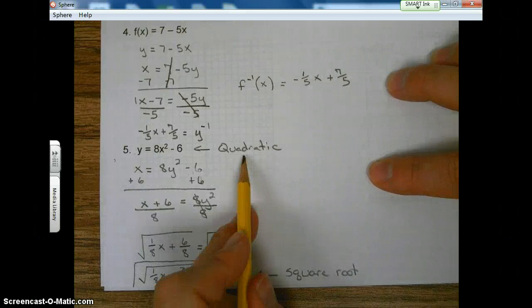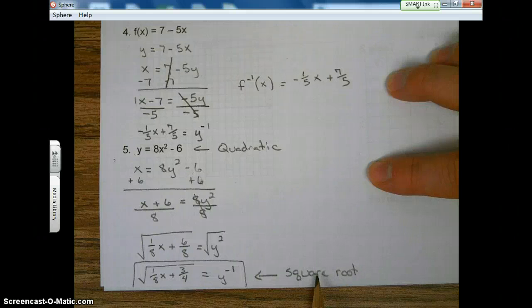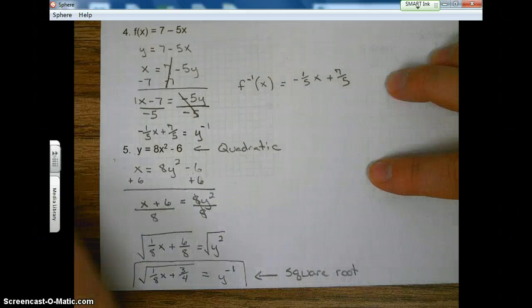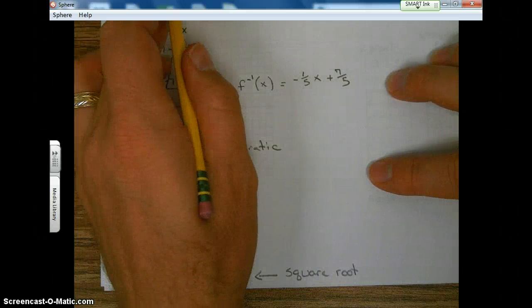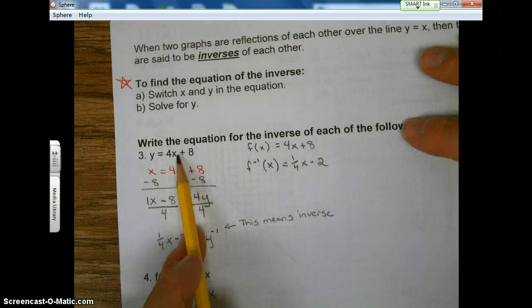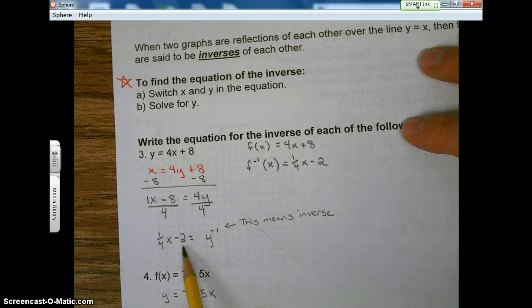Is that true for all quadratics, do you think? Do all quadratics have inverses that are square root functions? Think about that. Is that true? And what about up here? Our original function was linear. Our inverse was linear. Is that true for all linear functions? What do you think? Yes or no?